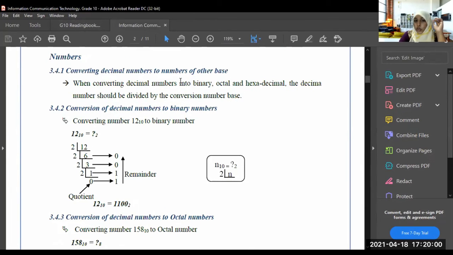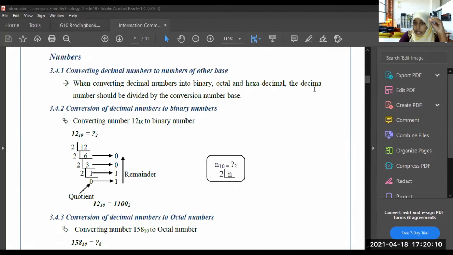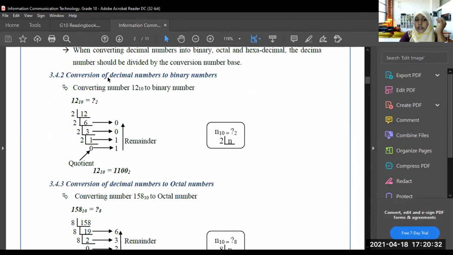Converting decimal numbers to numbers of other bases. When converting decimal numbers into binary, octal and hexadecimal numbers, the decimal number should be divided by the base of the number you are converting to. For example, when you are converting a decimal number into a base 2 number, a binary number, you should divide the decimal number by 2.